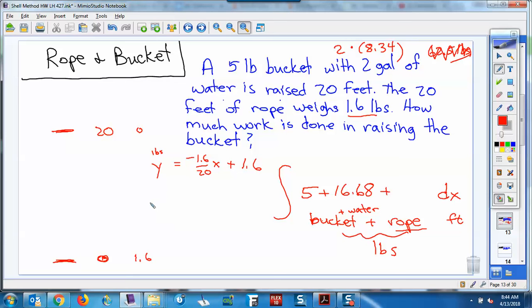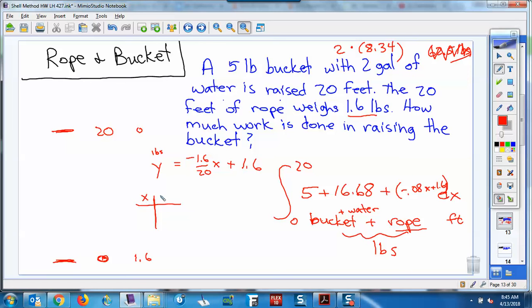I've had some success with people who had trouble coming up with that on their own. So anyway, that would go in here. It might be good to make this negative 0.08x plus 1.6 as the equation. And we'll get to, what's the integral going to go from and to? 0 to 20, because that has to match your feet, and we're going to add up all this work from 0 to 20. So that would be your work.